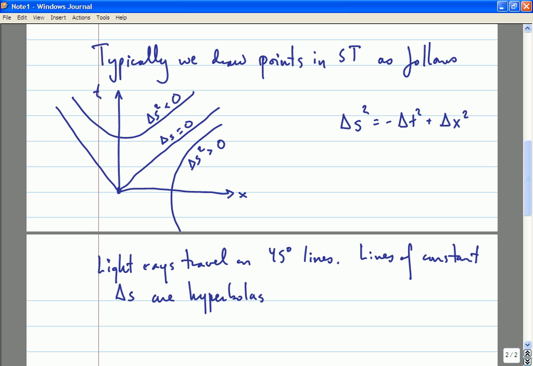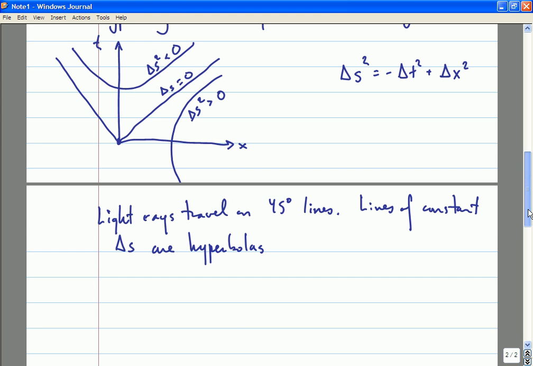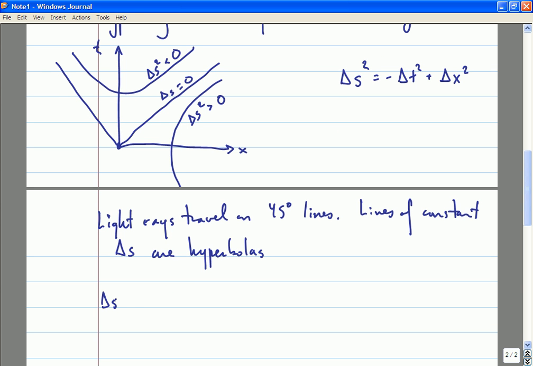So there's a special name that we attach to these three different cases where delta s squared is negative, positive, or 0. So if delta s squared is 0, so that delta s is 0, then we say that the 2 points are, quote-unquote, null separated.